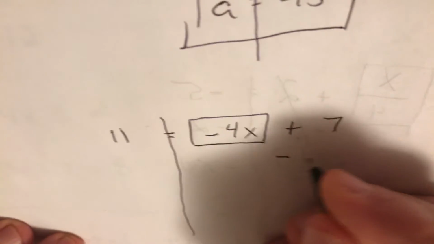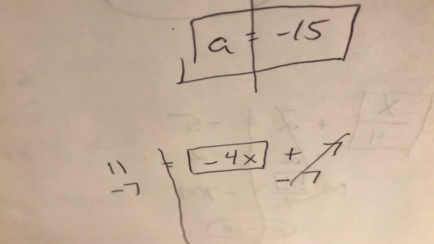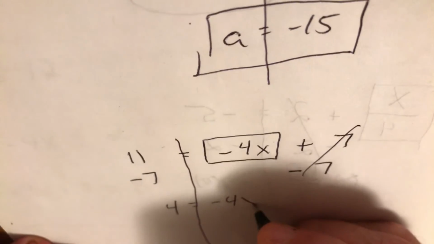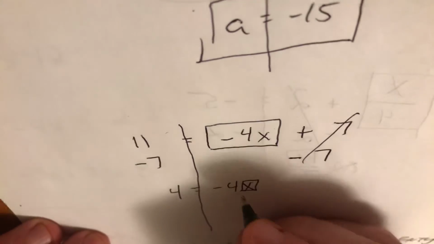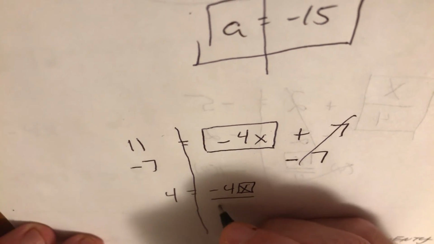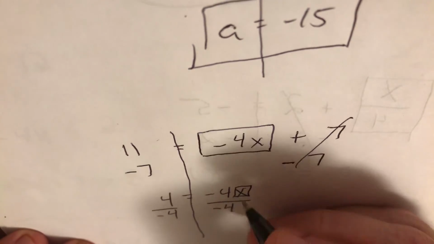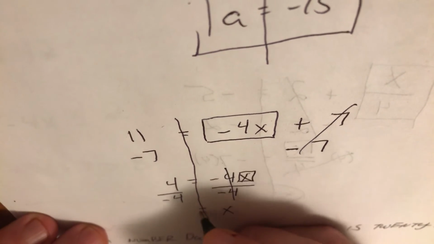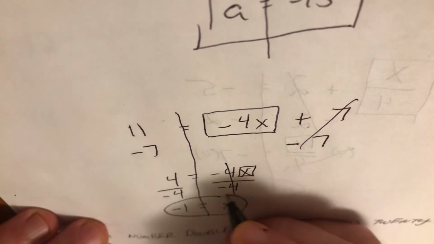What we do have to do is subtract 7. Okay, we got to subtract 7 here. Cancels out. 11 minus 7 is 4. Bring down your negative 4x. Now put the frame around the x. This is a multiplication problem. This is negative 4 times x. So we've got to divide both sides by negative 4. Those cancel out. Okay? And 4 divided by negative 4 is negative 1. And we're done with that one.